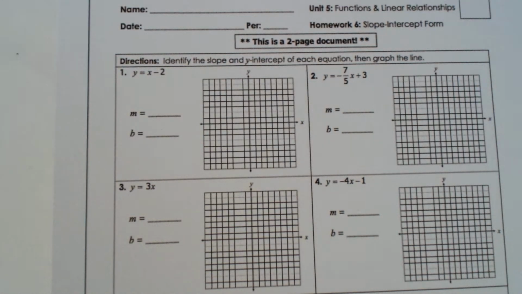Alright, today we're going to continue learning about non-proportional relationships. So we're going to look at an equation to be able to determine the m value, which is the slope, and the b value, which is the y-intercept, to graph a point on a grid.